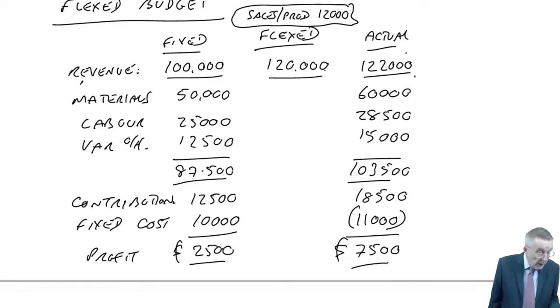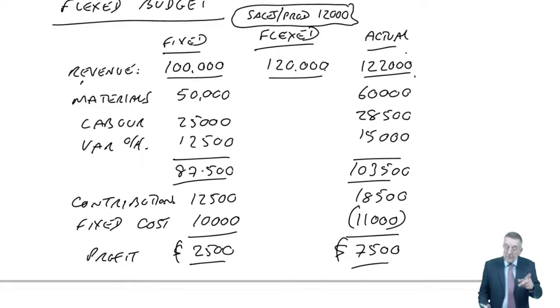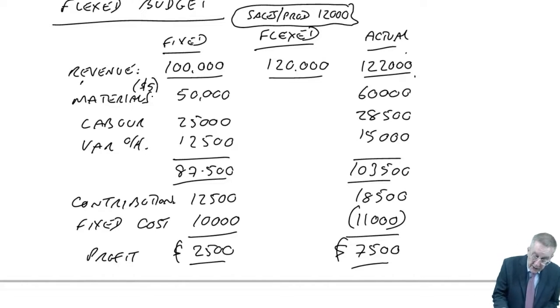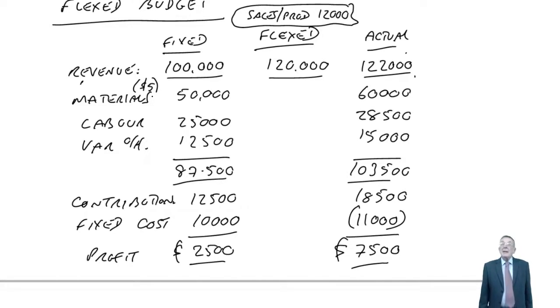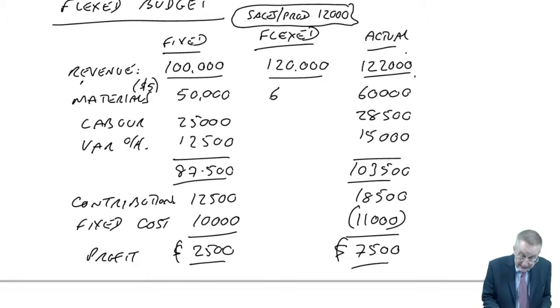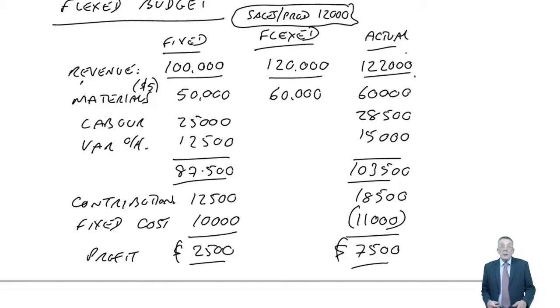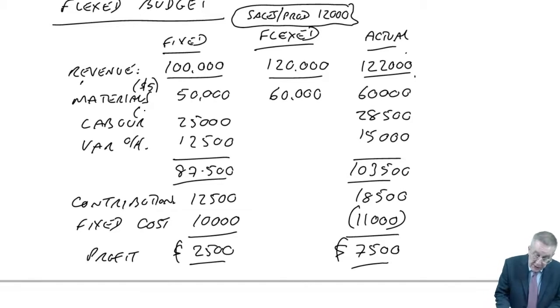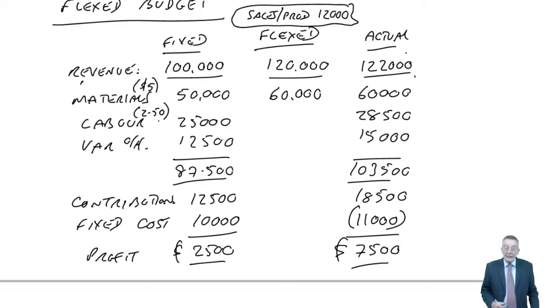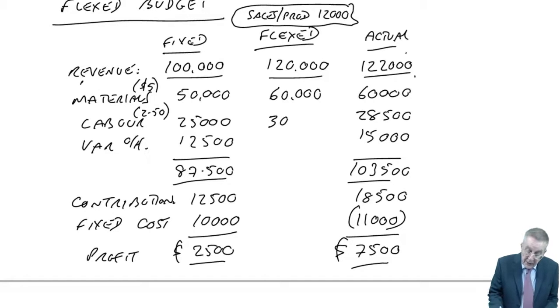What about materials? We budgeted on 50,000 for 10,000 units, if you remember. So we thought it would be $5 a unit. Well, let's redo it. At $5 a unit, for our actual production of 12,000, how much should we have spent? 60,000. Labour. We budgeted 25,000, which on 10,000 units is $2.50 a unit. Well, $2.50 a unit. For the actual production of 12,000 units, what should we have spent? 30,000.